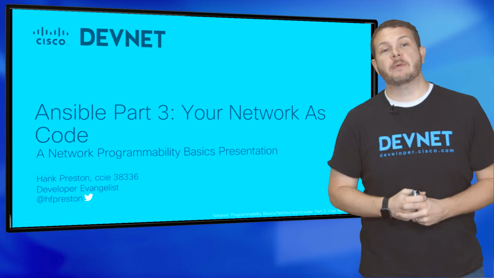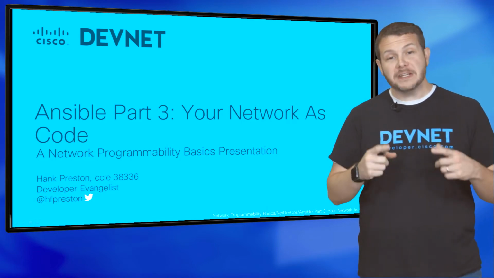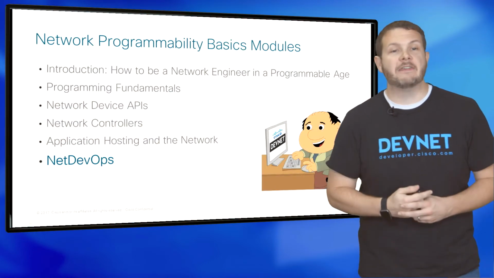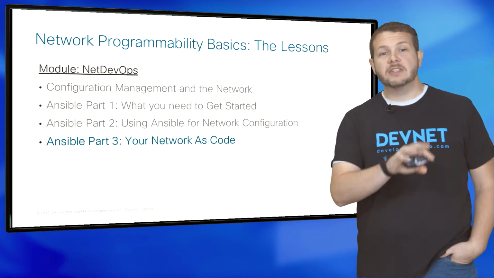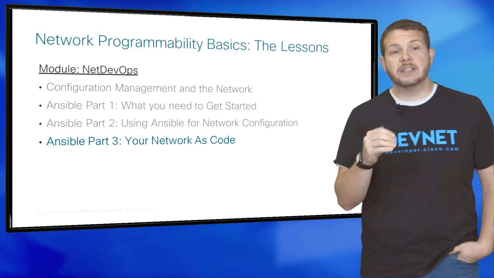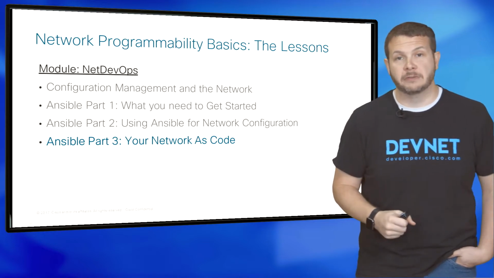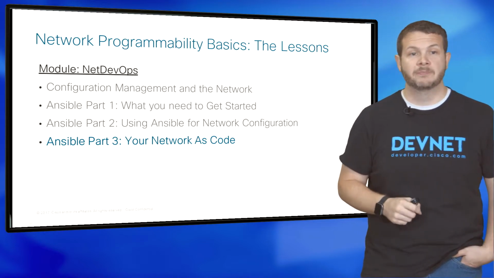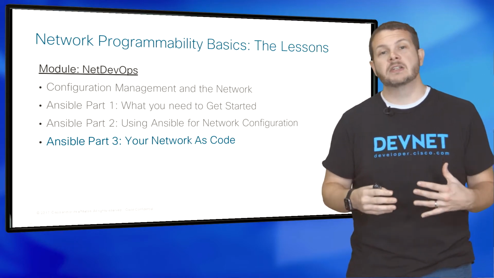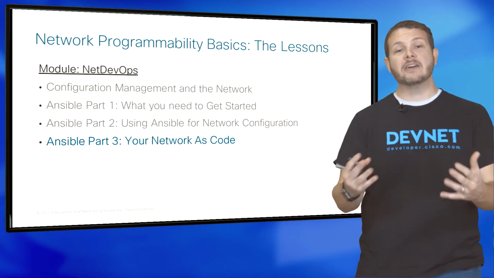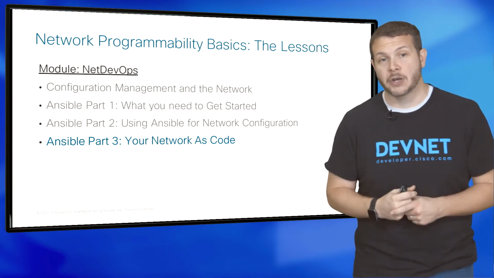This is a lesson in our Network Programmability Basics video course, and we are in the Net DevOps module. Inside of this module, we've already talked about configuration management in the network, as well as introduced Ansible and Ansible for network configurations in Part 1 and Part 2. In this lesson, we're actually going to look at how we can use the concepts we've seen to deploy, manage, and configure our entire network configuration as code.